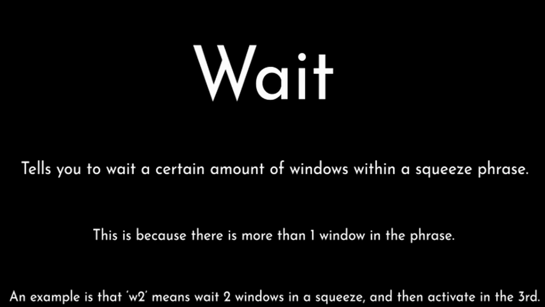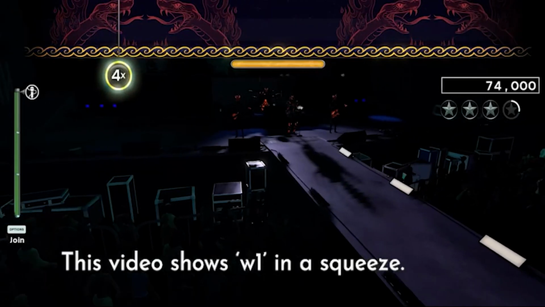Sometimes there is lowercase w, which means wait. This is always tagged onto squeeze acts where there are multiple windows within the phrase. If there are 3 windows within a squeeze phrase to activate, W2 would mean wait past 2 of them and then squeeze normally on the 3rd one. Here's an example of this.